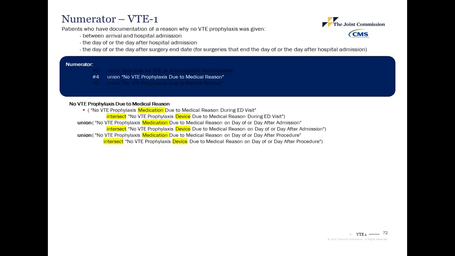Okay, so moving into the 4th numerator condition, no VTE prophylaxis due to medical reason. At a high level, a clinician needs to address a medical reason for both pharmacological and mechanical VTE prophylaxis not done. So we use intersect to satisfy both conditions to pass the numerator. Then we union the 3 timing conditions of during the ED visit, on the day of or day after admission, and the day of or day after procedure, where any will satisfy the numerator.